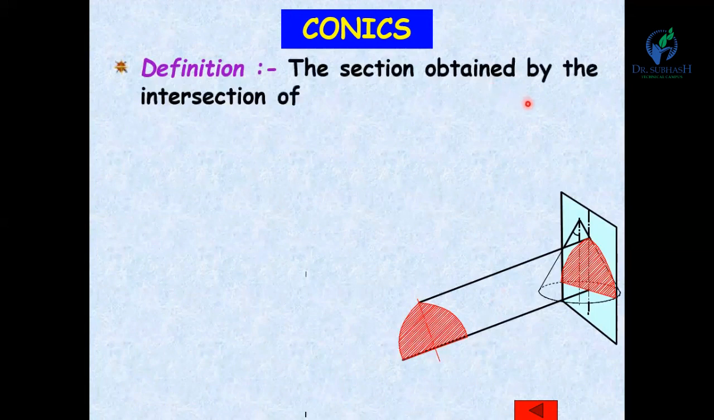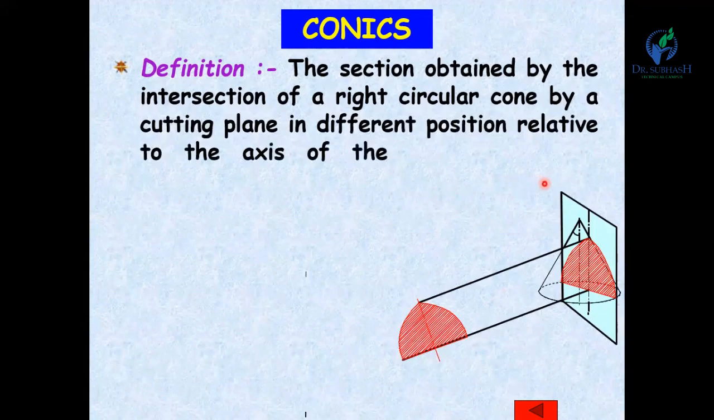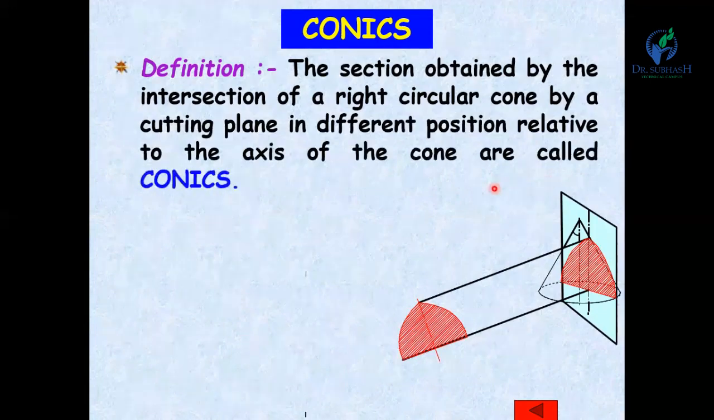Now let us see different conics. What do you mean by conics? The curves which are obtained from the cone are known as the conics, in simple words. Or we can say the sections obtained by the intersection of a right circular cone by a cutting plane in different positions related to the axis of the cone are called the conics. So if we cut the right circular cone by a cutting plane in different positions, then you will get different curves, and these are known as the conics.